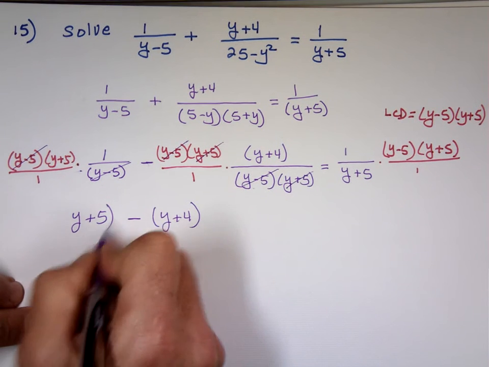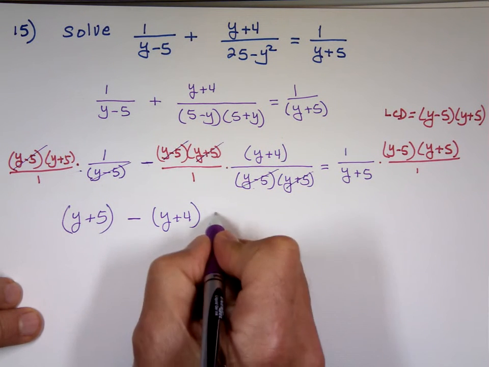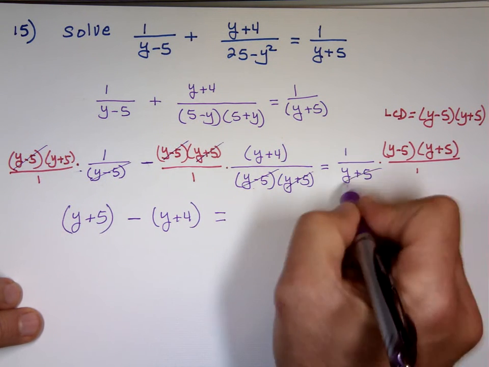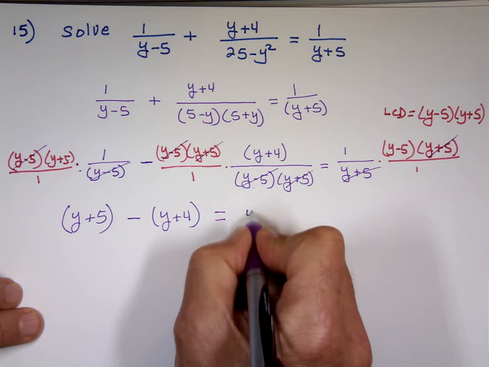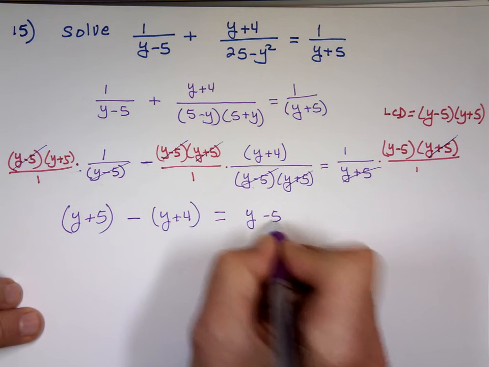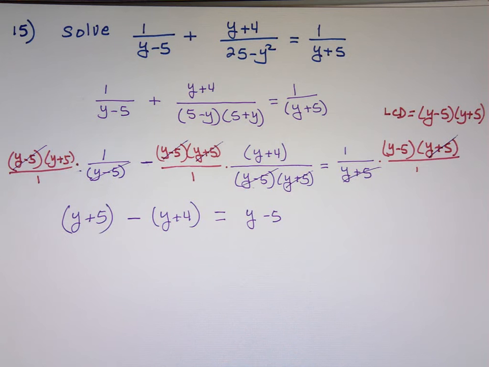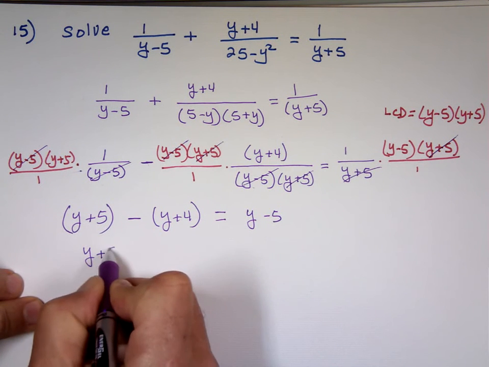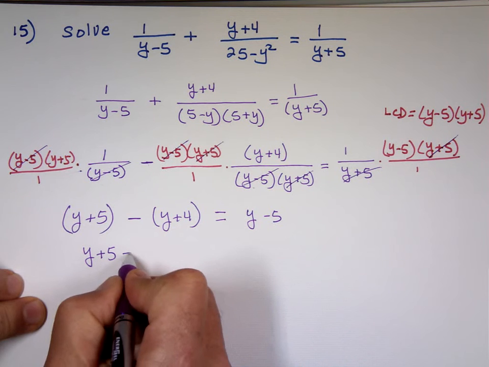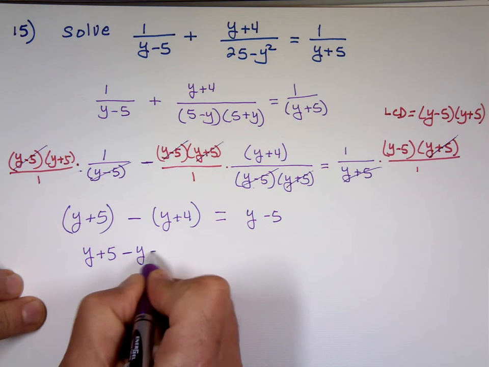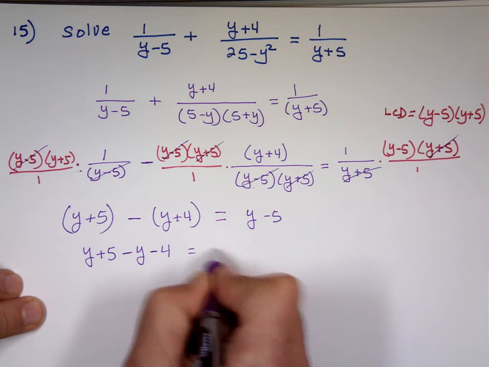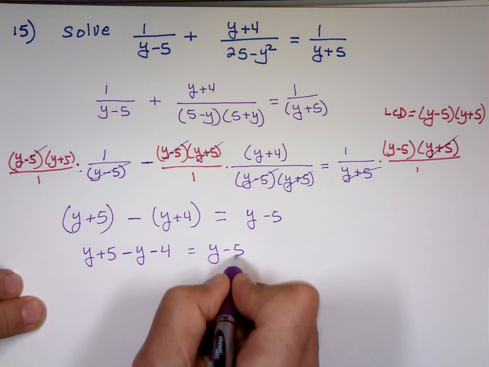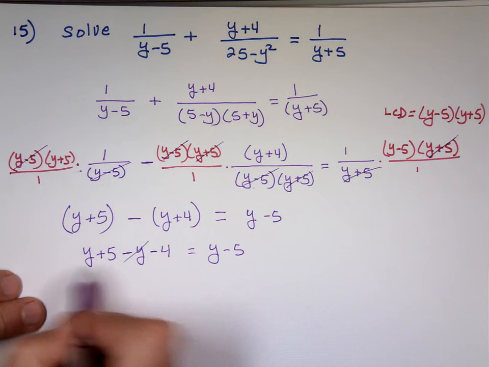Equals 1 times y minus 5, which is y minus 5. Let's see if we can simplify this. That's a y plus 5. The minus sign is going to change all the signs. Y minus y is 0. 5 minus 4 is 1.